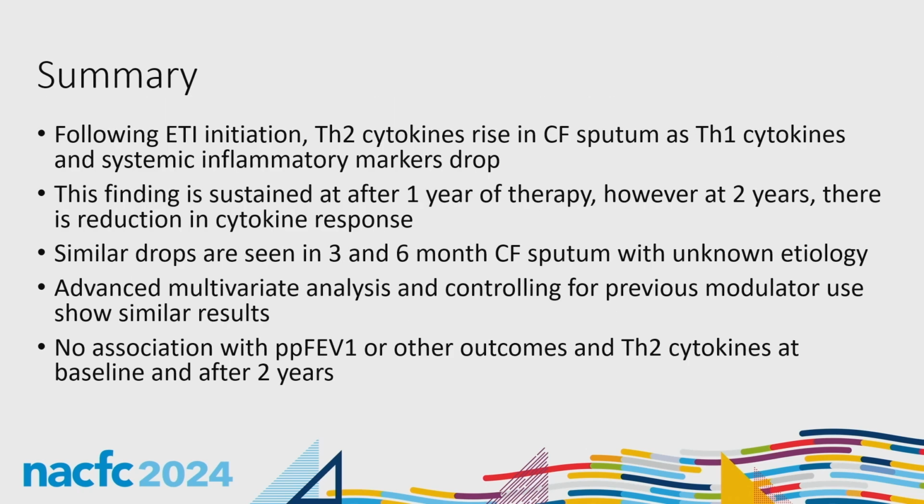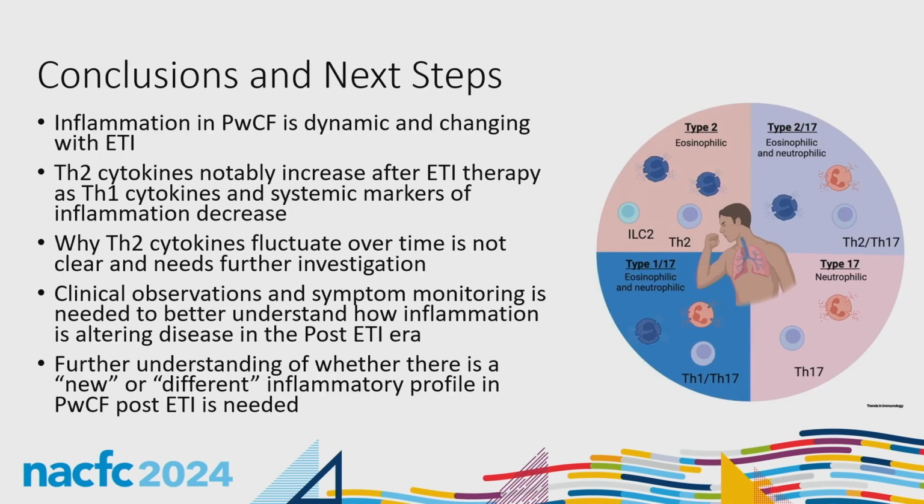So in basic summary, following ETI initiation, the Th2 cytokines rose in the sputum as Th1 dropped, as so did the systemic inflammatory markers. This was sustained after a year. However, at 2 years, there was a reduction again. Now, these similar drops were seen at 3 and 6 months of unknown etiology, and our advanced multivariate analysis certainly showed similar results, but there weren't any associations with any other outcome measures that we could find.